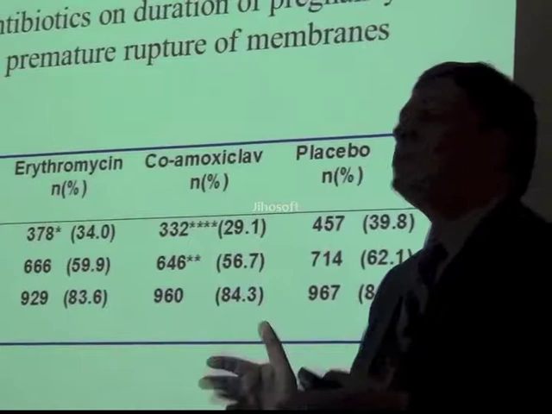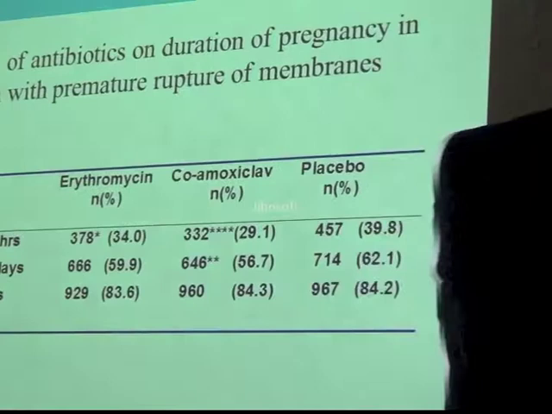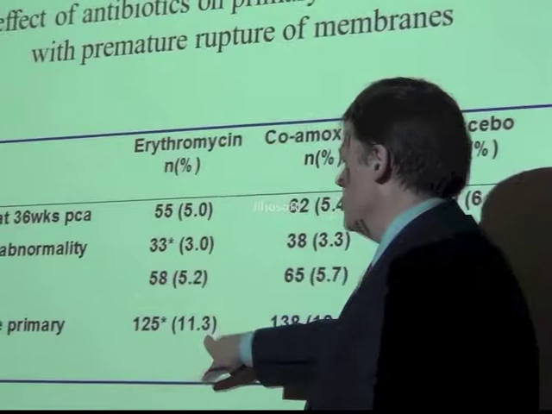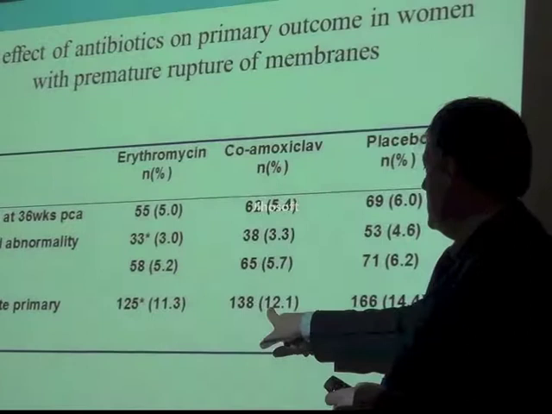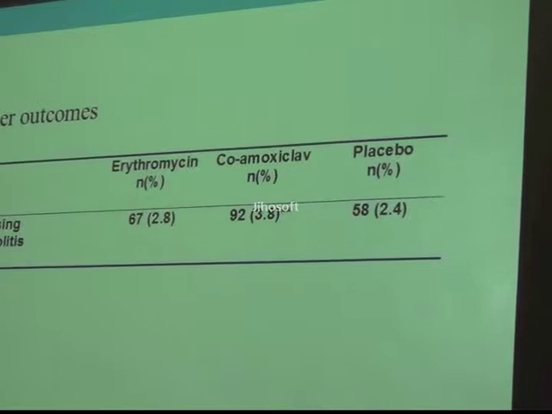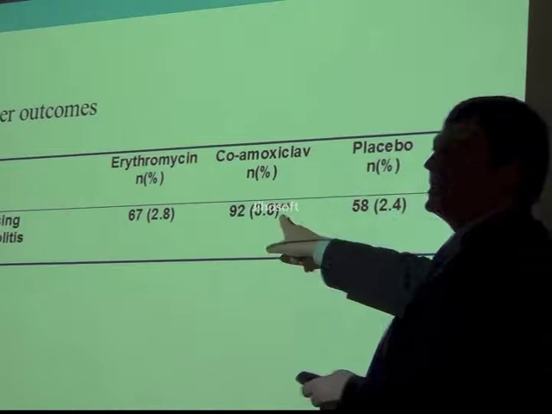But this trial wasn't sized on prolonging pregnancy. It was sized on the neonatal outcome. And for the neonatal outcomes, the composite primary outcome was a baby with either oxygen dependency, a big bleed in its brain, or dead. That was improved, 11.3% versus 14.4% with erythromycin. No significant difference with co-amoxiclav. And I've broken this data down in a way to illustrate a point, but it's real data. Necrotizing enterocolitis, 3.8% versus 2.4%, significant finding.